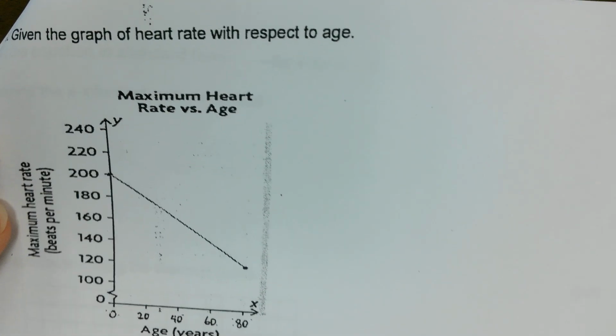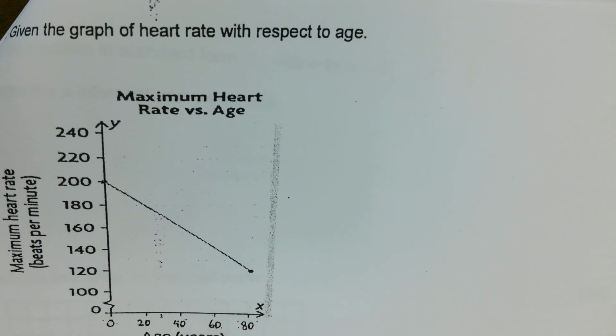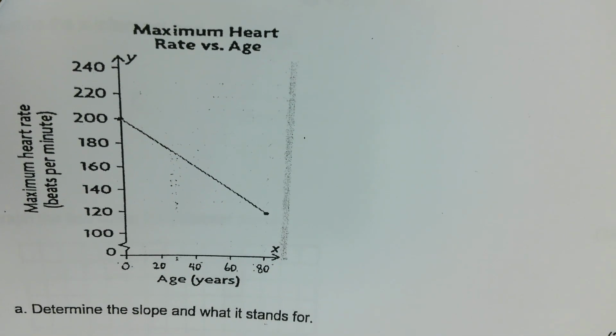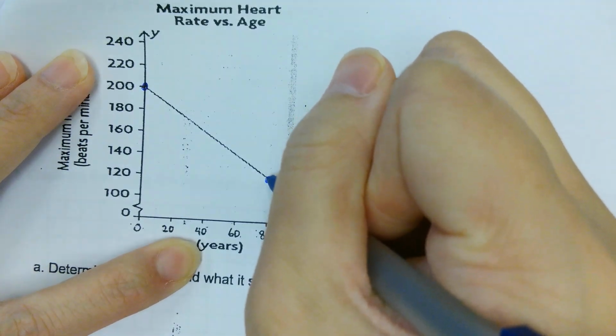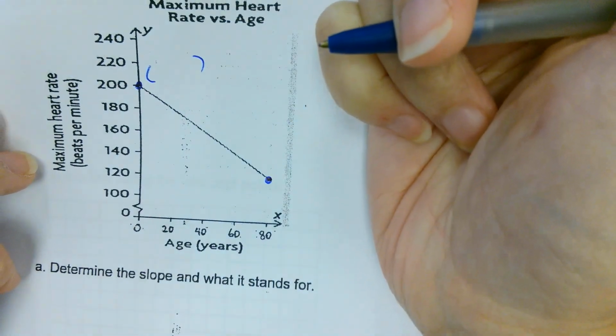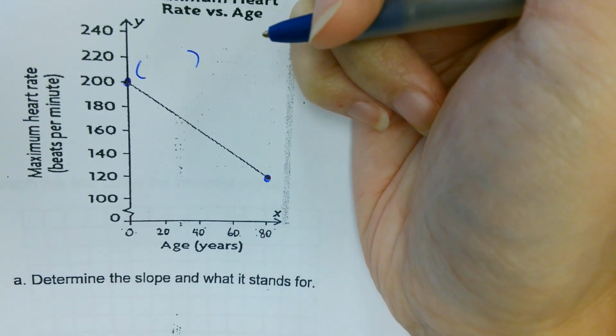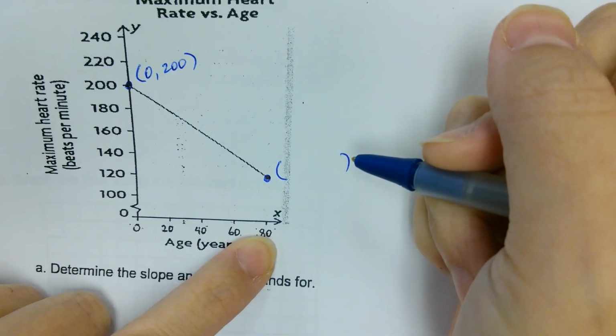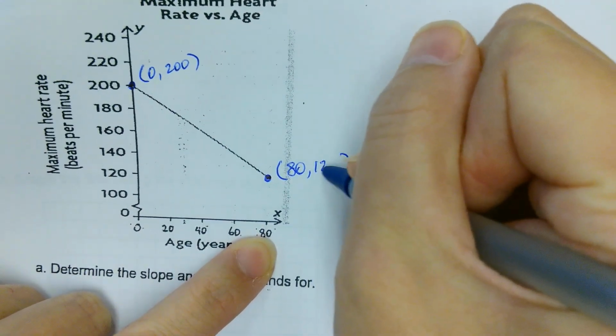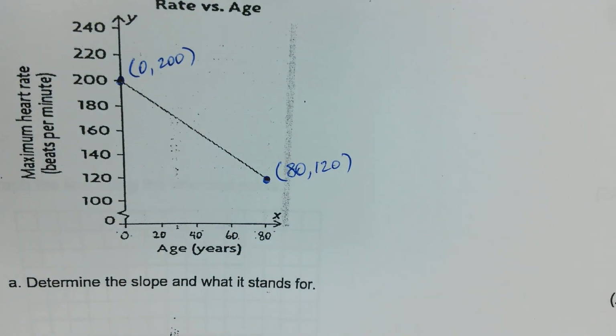Okay, analyzing graphs. Given the graph of a heart rate with respect to age, determine the slope and what it stands for. In this graph, you're given two points. What's the coordinate of this point? 0 to 100, good. What's the coordinates of this point? 80 and 120, good. All right, so determine the slope.